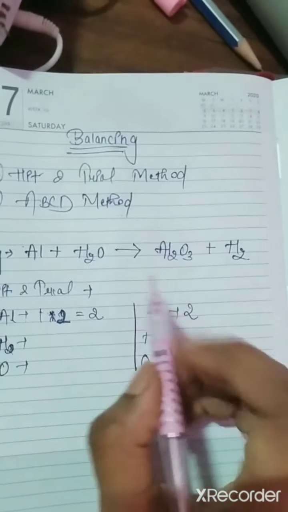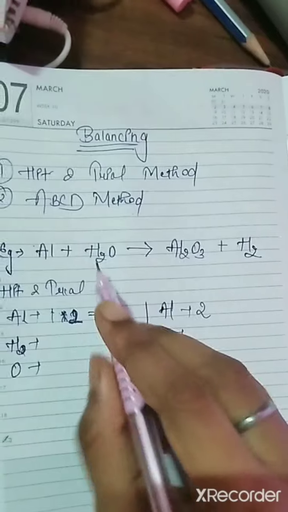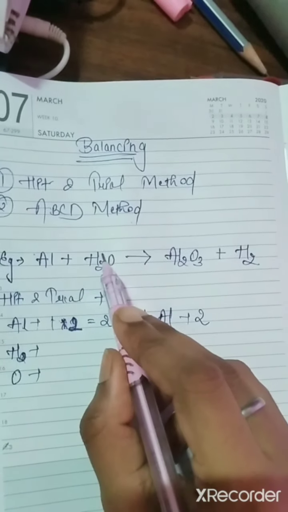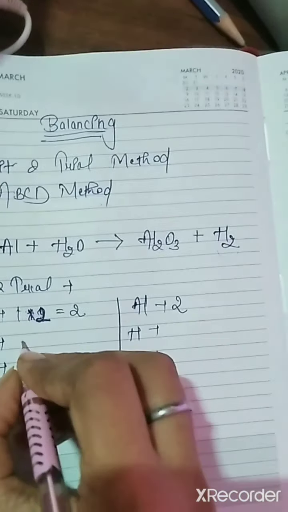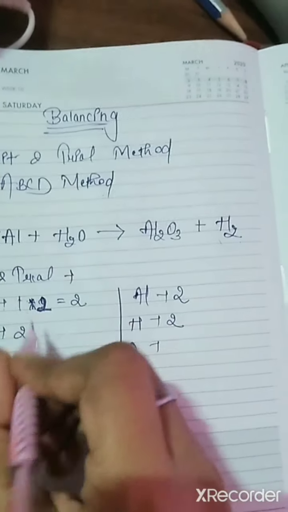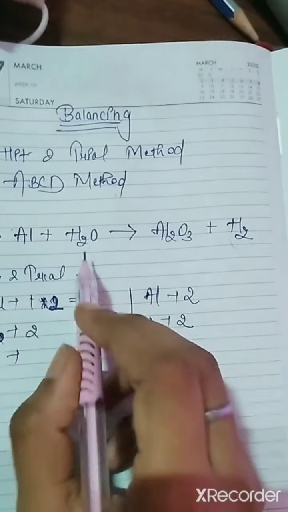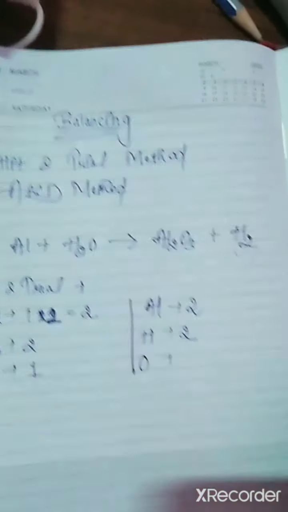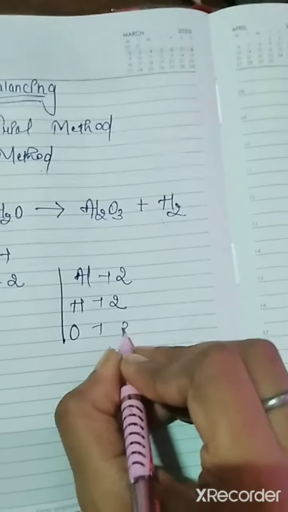Now if we talk about hydrogen, on the reactant side we have 2 hydrogen and on the product side 2 hydrogen, so that is well balanced. Till now it is balanced. Now move to the third one, that is oxygen. On the reactant side we have 1 and on the product side we have 3.